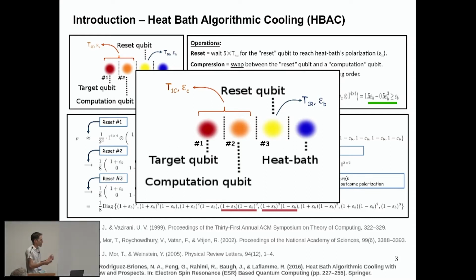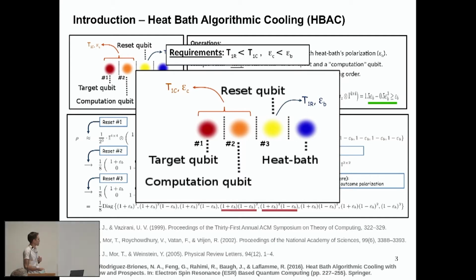And then the reset qubit, we make sure it's coupled to a heat bath, so it can relax back to the heat bath polarization and cool back to its original temperature. We can continue this cycle a few times to cool the target qubit even further and receive higher polarization even than the original heat bath polarization. And we can use additional qubits we call computation qubits, which are some sort of ancilla qubits, to help in cooling the target qubit even further.